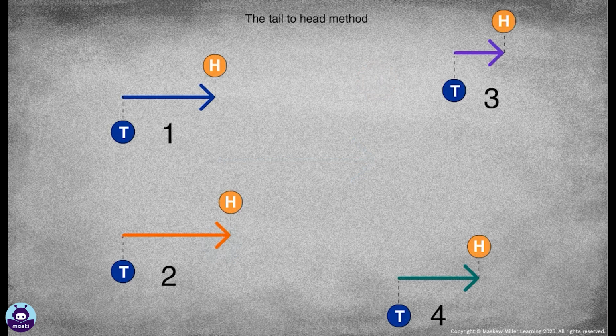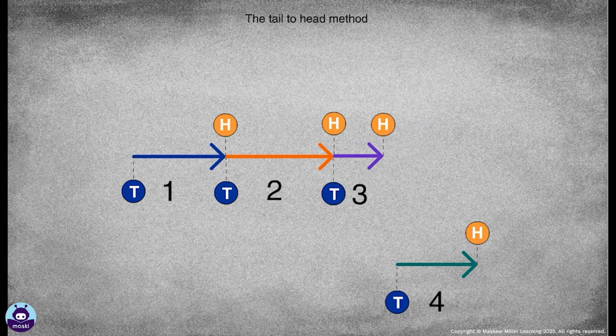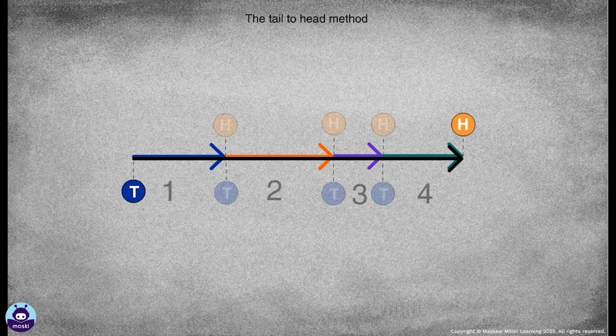The second vector is moved such that the tail of the second vector is placed on the head of the first vector. Then the third vector is moved such that its tail is placed on the head of the second vector. This is continued until all vectors have been placed tail to head. Finally, the resultant vector is drawn from the free tail to the free head, that is, the tail of the first vector to the head of the last vector. Let us take an example to understand it better.